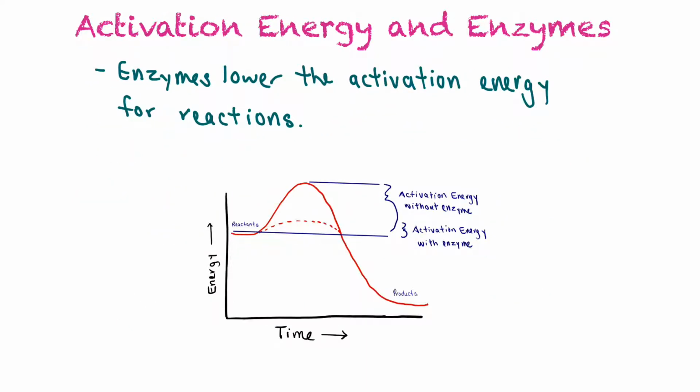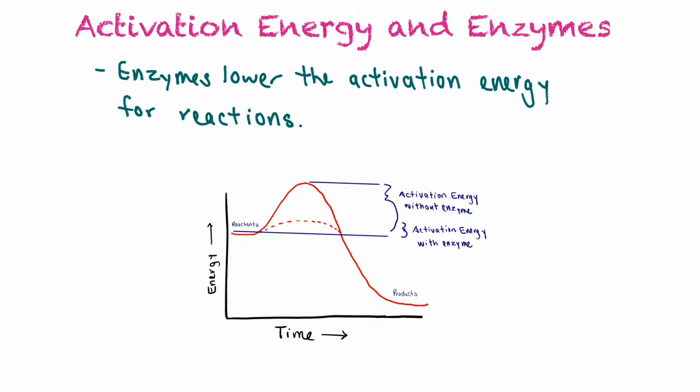So enzymes' job is to reduce the activation energy for a reaction. They lower the activation energy, making less energy required to start the reaction. So they're speeding up the reaction without getting used up, and they do this by reducing the amount of energy needed to be put in to start the reaction in the first place.